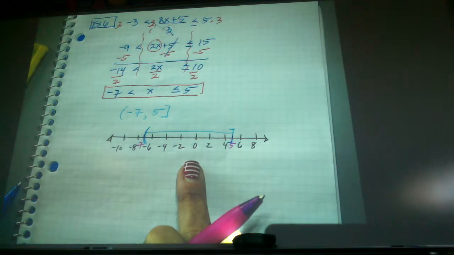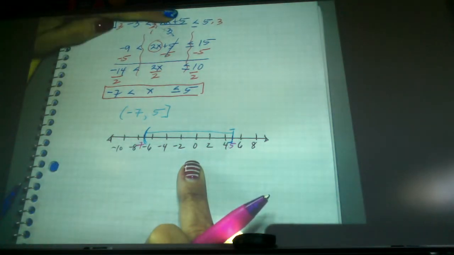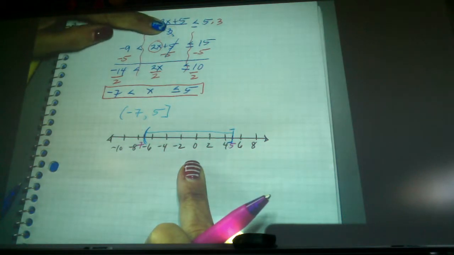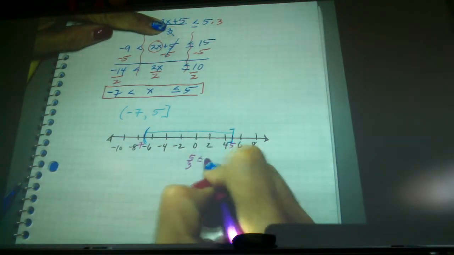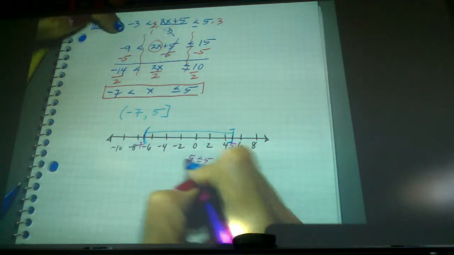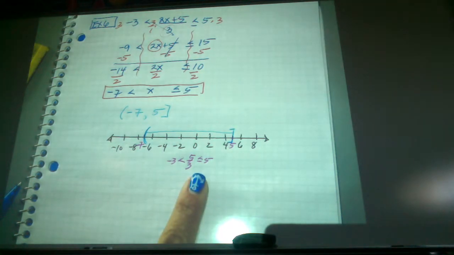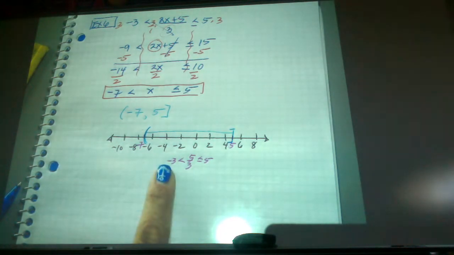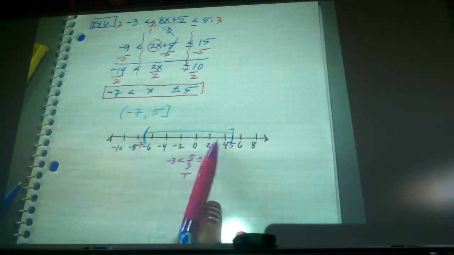0 is a great checkpoint. So if I put 0 up here, I get 0 plus 5 is 5 over 3. So I get 5/3 is less than or equal to 5 and is greater than negative 3. So 5/3 is what? 1 2/3? Definitely less than 5 and definitely greater than a negative number. So this is true. So it seems reasonable I have a line here.